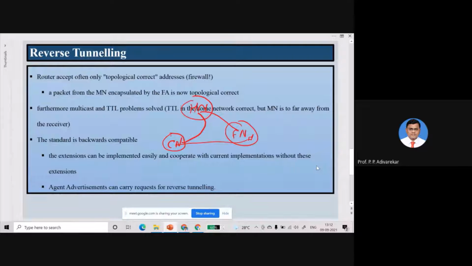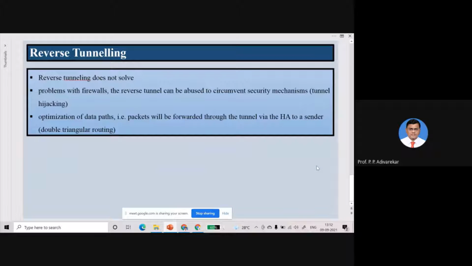But there are several issues with the simple solution. Some of these issues we have previously discussed during IP packet delivery. Now we will revise them and see why reverse tunneling is needed to overcome these particular issues. For that, we will see the next slide.